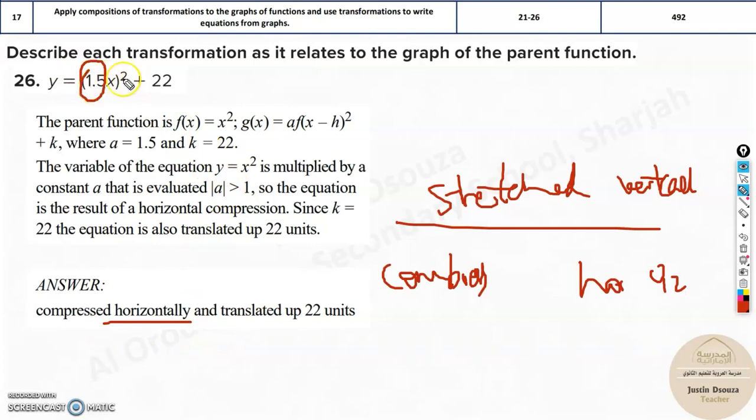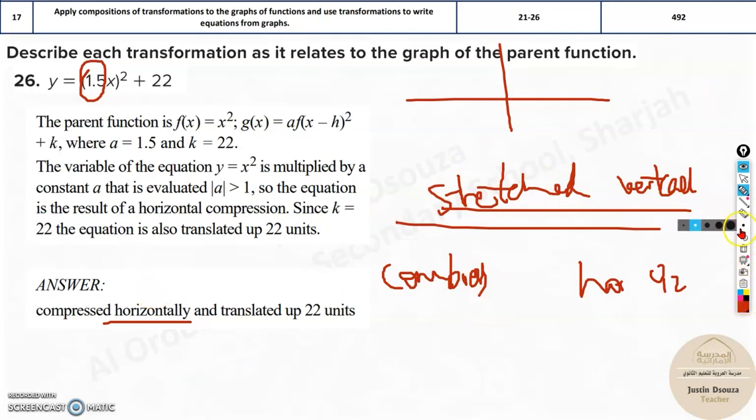Just remember, what is this? This is greater than 1, so it will be stretched vertically. You deal only mainly with vertically. This is stretched vertically. If it is stretched vertically, it will be compressed horizontally. If it was compressed vertically, it will be stretched horizontally. For horizontal, it is opposite. Okay, just opposite of that.